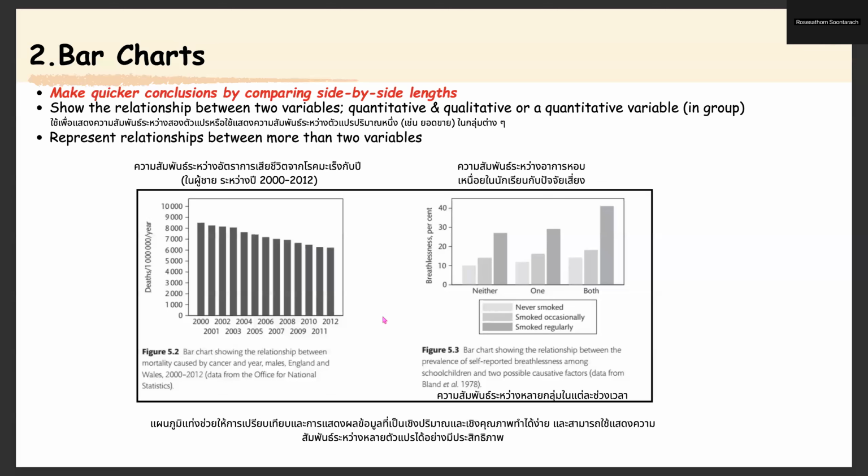For bar charts, it makes quicker conclusions by comparing side by side length. This shows the relationship between two variables, quantitative and qualitative, or quantitative variables in groups. So this can represent relationships between more than two variables. For example, this shows the relationship between mortalities caused by cancers and year. And this shows the relationship between prevalence of self-reported breathlessness among school children and two possible causative factors.